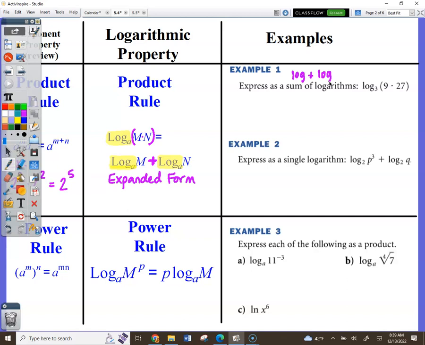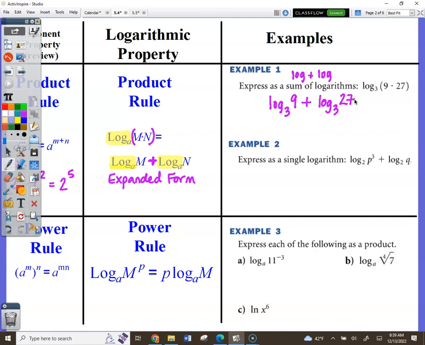We have log base 3 of 9 times 27. They want it in expanded form. So what's my yellow block? Log base 3. What's the first "of"? Okay. And then multiplication becomes addition. What's my yellow block? Of. Now, it didn't say solve it, so we could stop here.